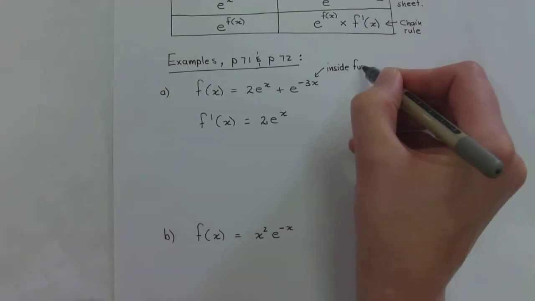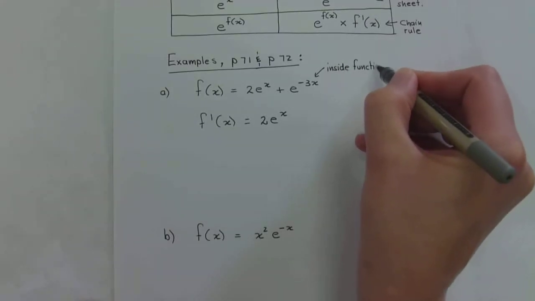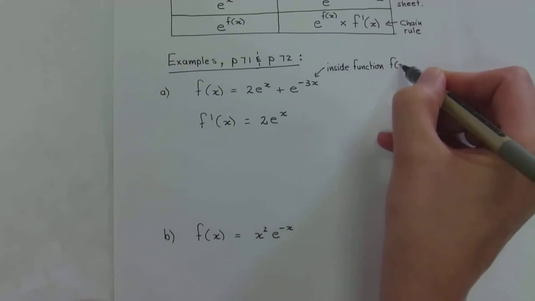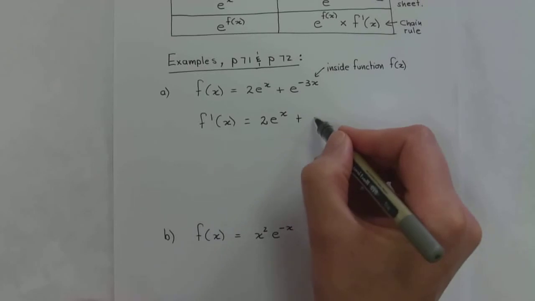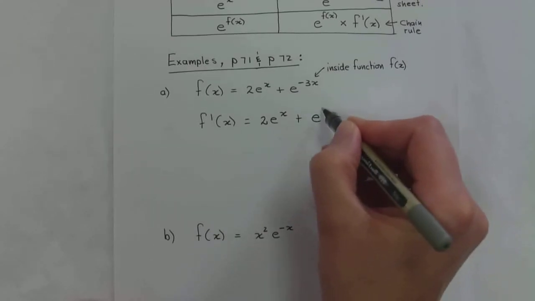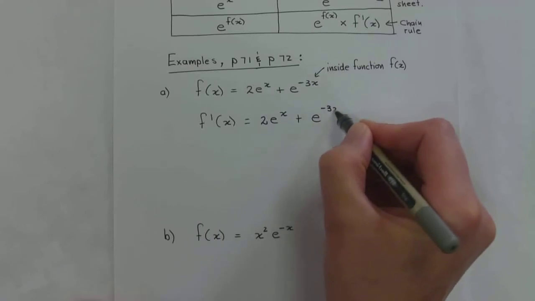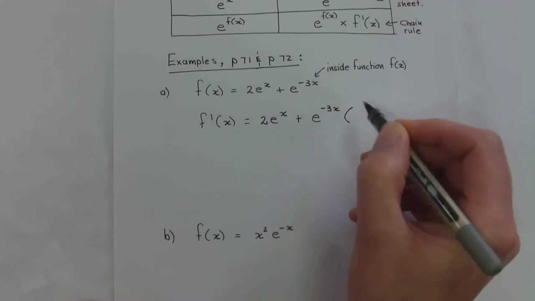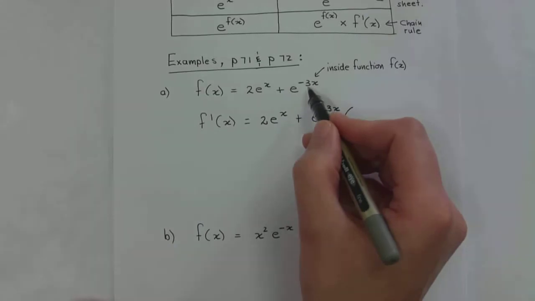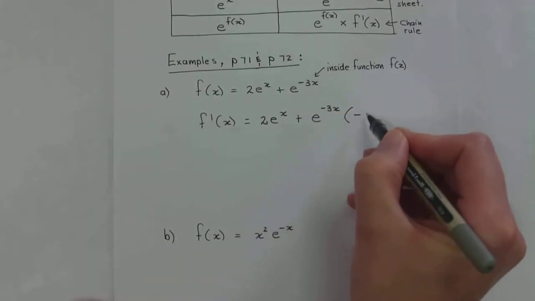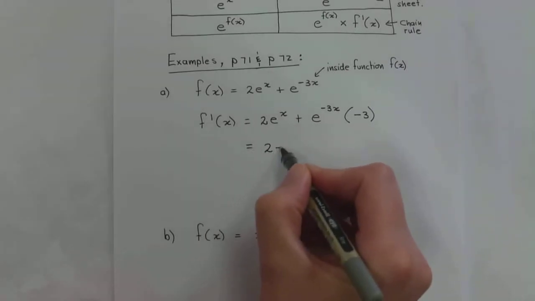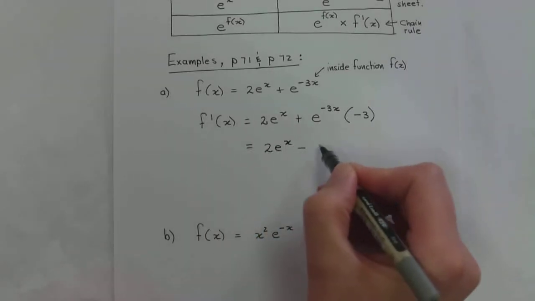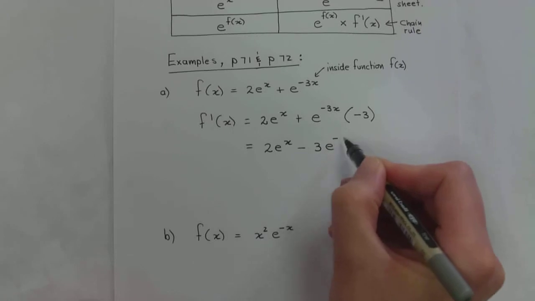Or, the way I wrote it up here, f(x). So when we find the derivative of this, we first start by saying we don't make any changes to the outside function. The derivative of the outside function is still e to the power of negative 3x. But now I have to multiply by the derivative of that inside function, which is the negative 3. So I'm just going to clean this up slightly. It's going to be 2e to the power of x minus 3e to the power of negative 3x.